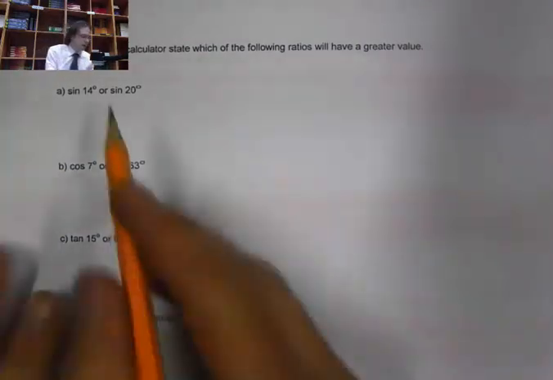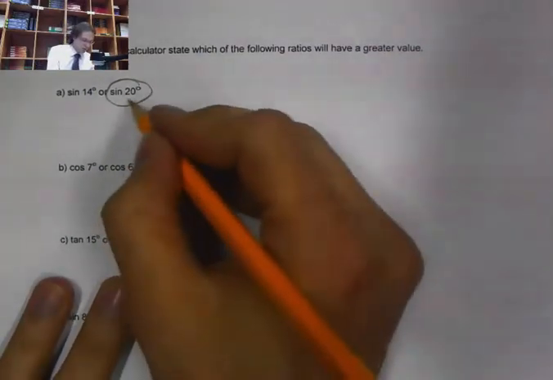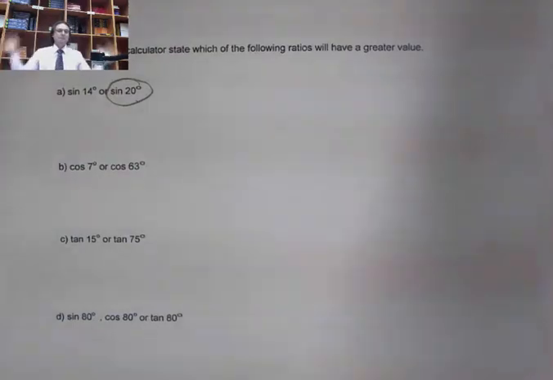Okay, now let's take a look at class example number 3. Without using a calculator, state which of the following ratios will have a greater value. So we're going to look at sine 14 or sine 20. Well, I know this one here will have a bigger value because I'd have to look up more to see. 20 degrees up, I'm looking up higher. 14 degrees, I'm not looking up that high. Looking up for 20 degrees, I have to look up higher, okay? So this is going to be bigger because the opposite will be bigger.